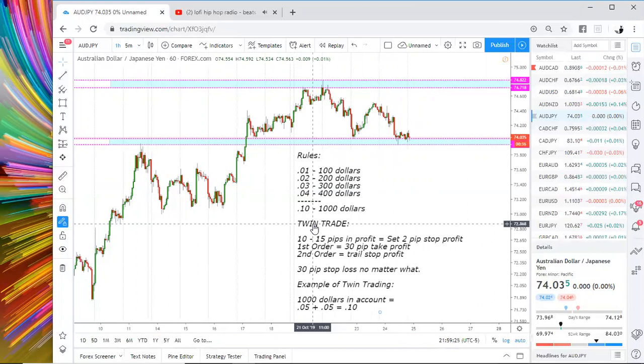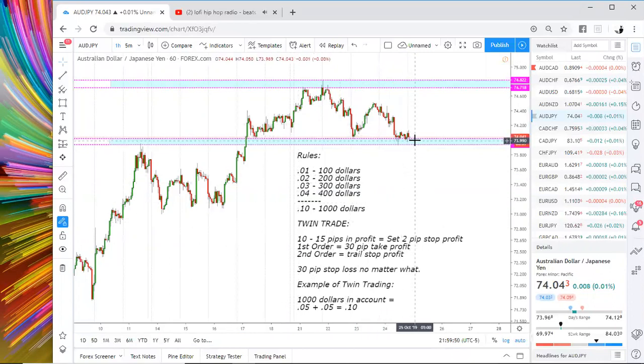7, 8, 9, 10, 11, 12. In 12 months, you would have accumulated $204,800 via your trading account, your brokerage, just from using 0.01 per 100 and continuing to scale. Wow, powerful stuff.